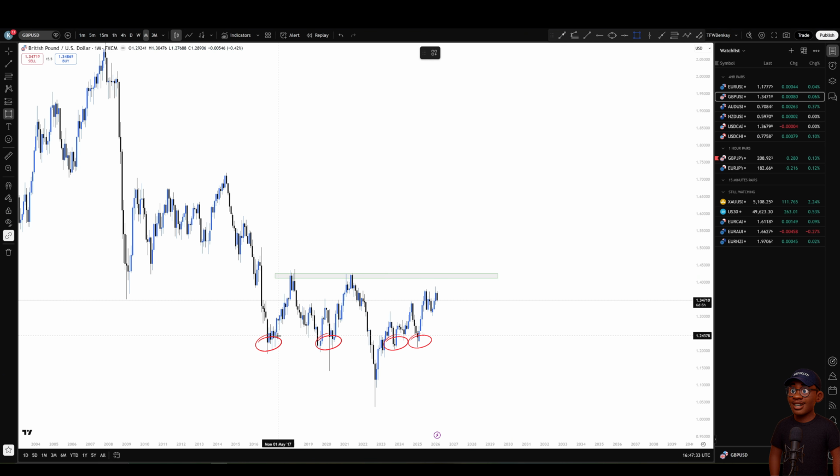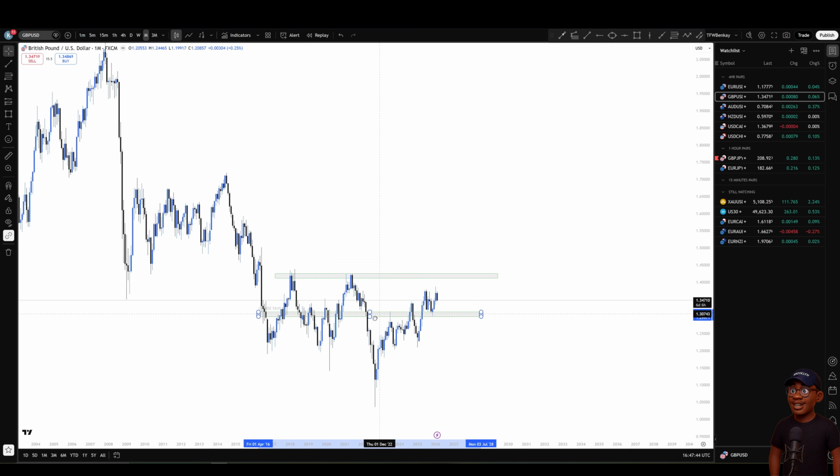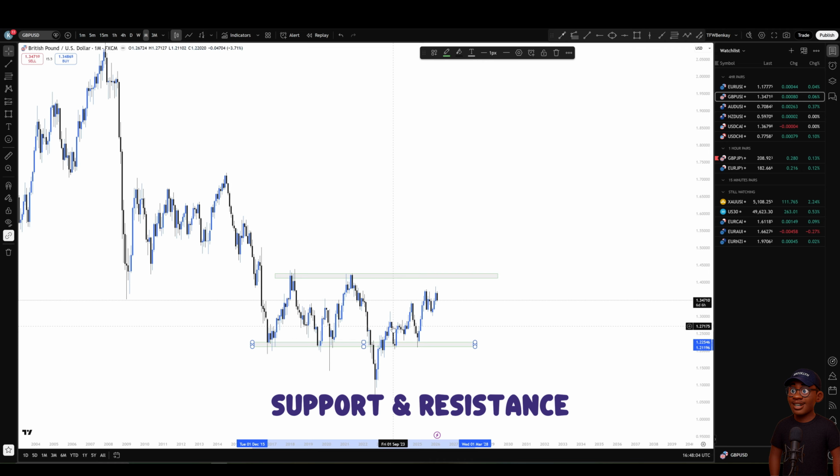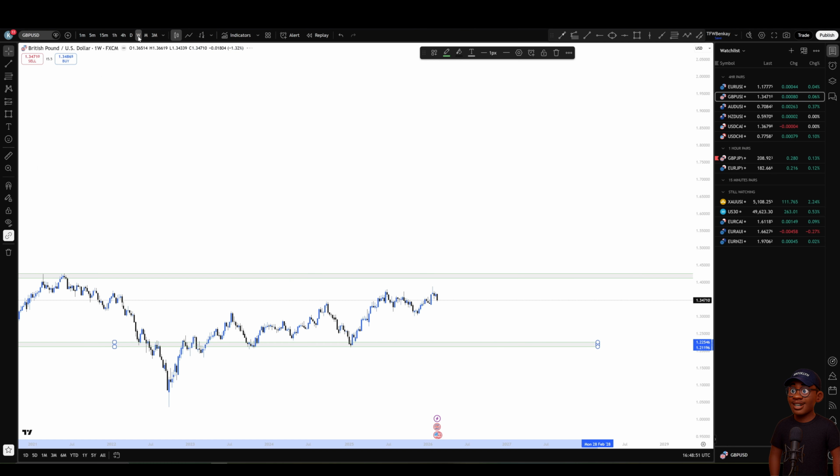All right, so I'll take my rectangle tool, or you can duplicate this. You right click on this one and then you clone it, so that it will double. You can bring this one right here, and then you can have your support here as well. So this is the support and this is the resistance that we have here. So on the monthly time frame, we have been able to establish that we draw our support and resistance using this time frame. So we are done with the monthly time frame. So let's go to the weekly time frame. So yes, 1 week, and let's see what we have.